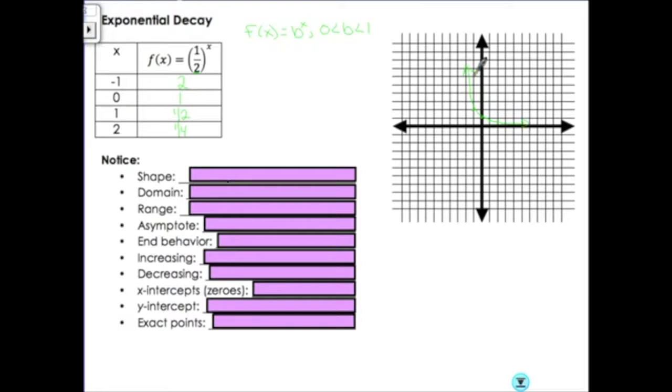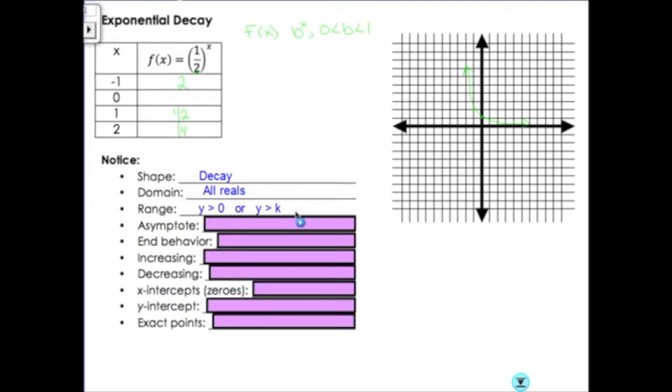Now let's talk about some characteristics. Our shape is decay. Our function is decaying, it's going down. Our domain is all real numbers. You can see that for all x's we have a value of y. Our range is y is greater than 0 or y is greater than k. Same as before, this is depending on if our function is transformed or not. Our asymptote is y is equal to 0 or y is equal to k for that same reason. Our end behavior is that it is always approaching our horizontal asymptote.